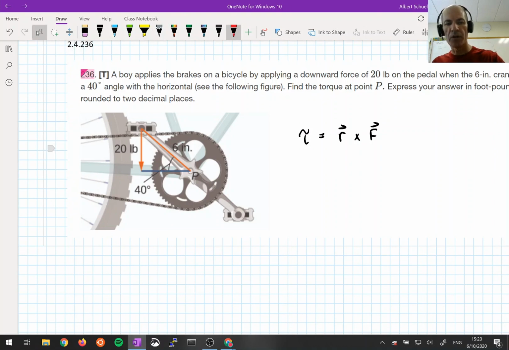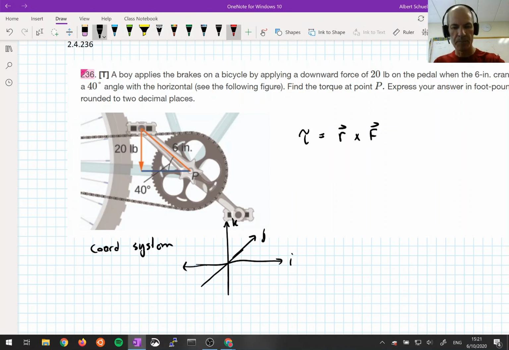So let's give ourselves a coordinate system here. We need a coordinate system in order to express our vectors. I'm going to take this to be the i direction. I'm going to take this to be the k direction, and then in and out of the screen is the j direction. That's our usual approach. So in this context, the force vector is 20 times negative k because it's pointing downwards.